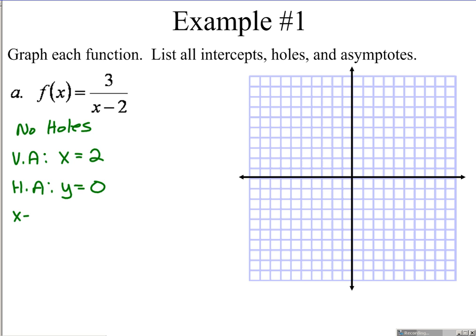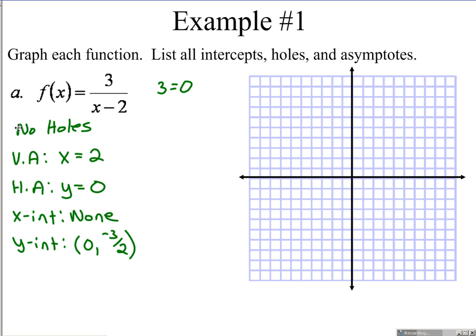X-intercepts. X-intercept, we set the numerator equal to 0. Nothing to solve for there, so that tells us this graph has no x-intercepts. Y-intercept, we plug in 0 for x, we get 3 over negative 2. So there is our y-intercept.